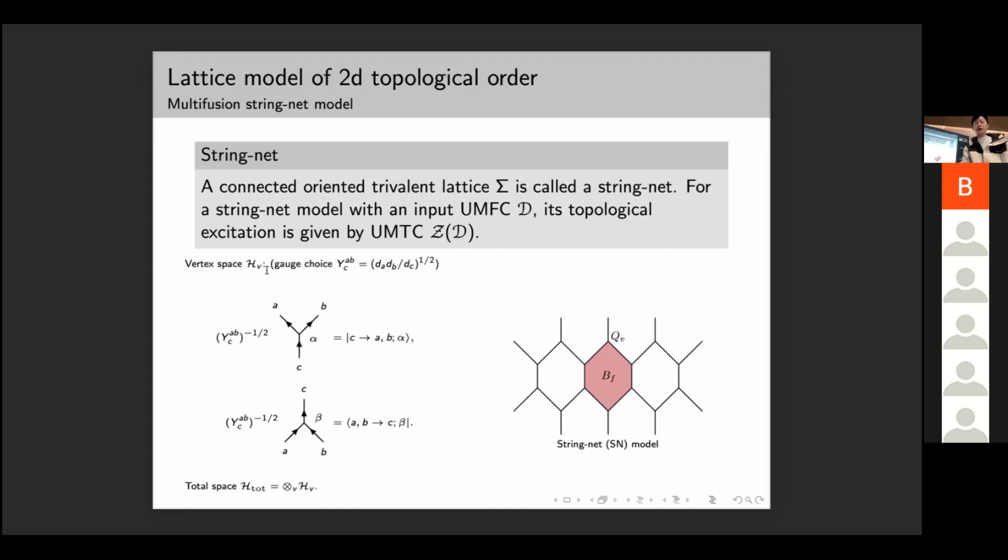So to construct the string-net model, we need to introduce the vertex space for this given trivalent lattice. We know that there are several vertices, and for each vertex, we introduce a space. This is just a fusion space. There are two types of the fusion space depending on the direction of the edge. There may be the first one or the second one, and we introduce a coefficient or a local normalization factor. This is a factor, and we can simply choose it as d_B over d_C.